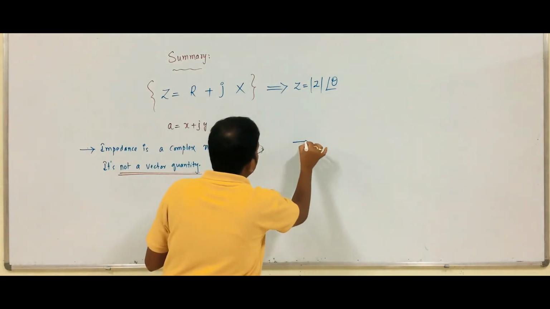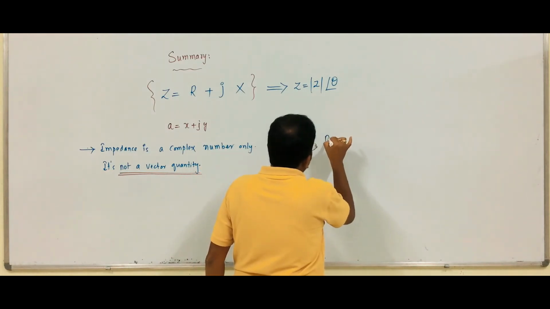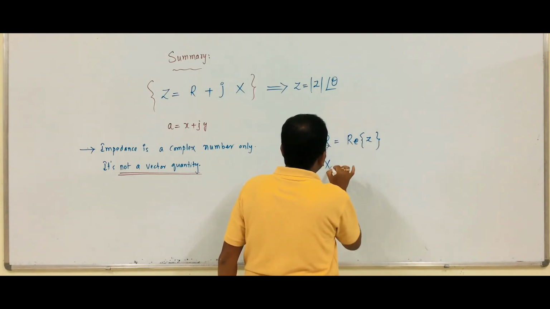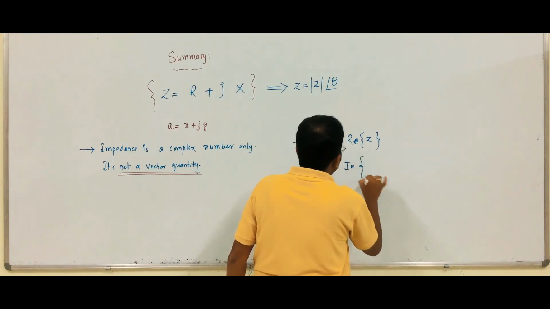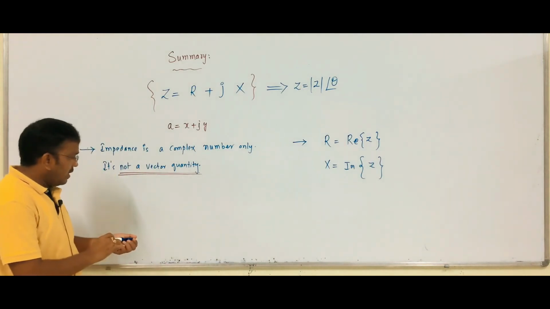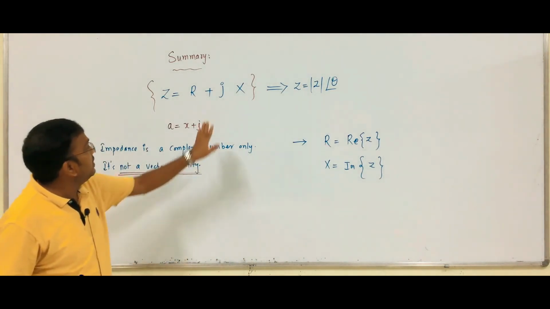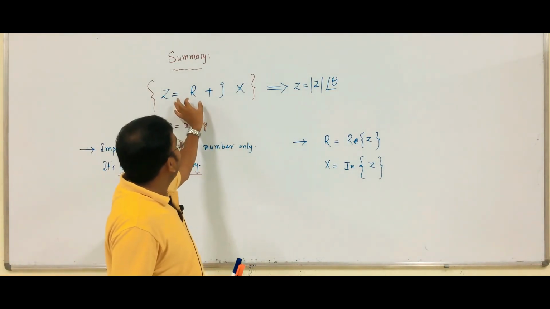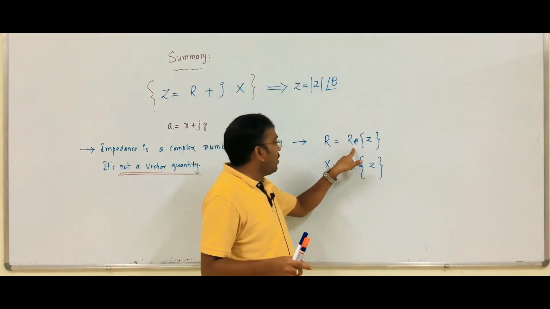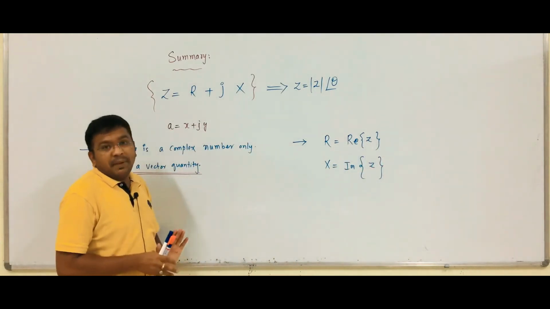Second point is, R is equal to the real part of Z, right? Like that, X is equal to the imaginary part of Z. This is the second observation. So, impedance is a complex number only, it is not a vector quantity. So, impedance is nothing but what? Combination of resistance and reactance. So, resistance is the real part of impedance, X is the imaginary part of impedance. That is all for the impedance concept.